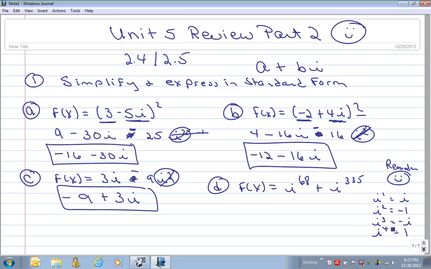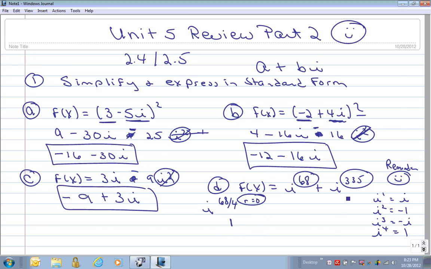So because of that reason, we can divide our exponents by 4. When we divide by 4, it'll be the remainder that gives us the value that we're looking for. So in other words, if we have i to the 68th and we divide 68 by 4, the remainder is going to be 0. And if the remainder is 0, that's just like having a 4, because it goes in there evenly, so this answer right here would be 1.